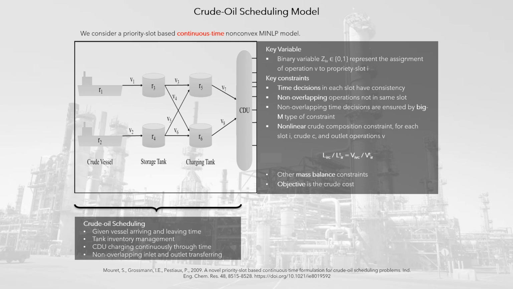The key constraints are, time decisions in each time slot must have consistency, non-overlapping operations not in same slot, non-overlapping time decisions are ensured by big M type of constraint, nonlinear crude composition constraint, for each slot I, crude C, and outlet operations V, and other mass balance constraints. The objective function is the crude cost.